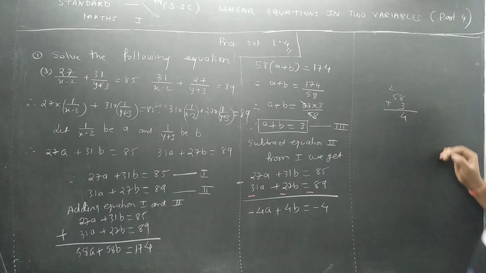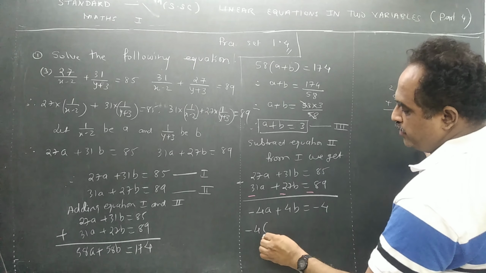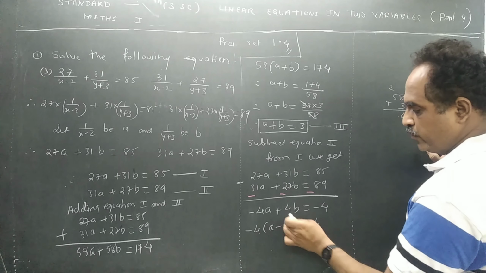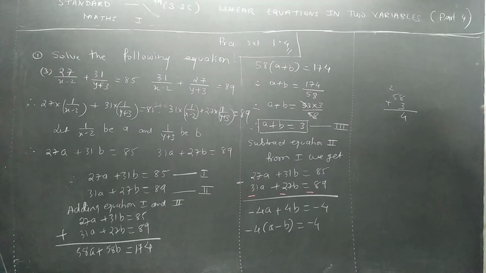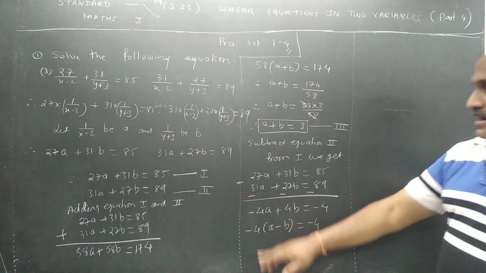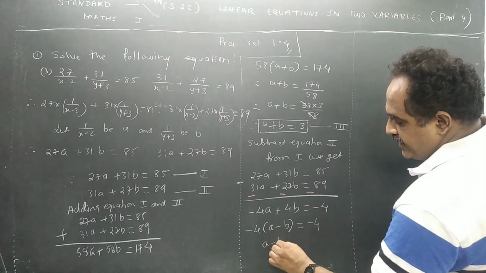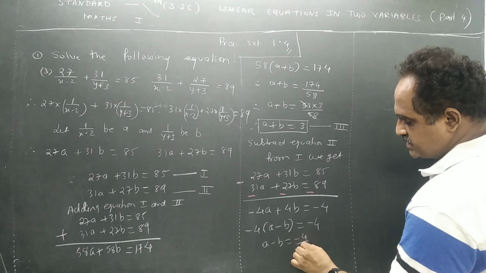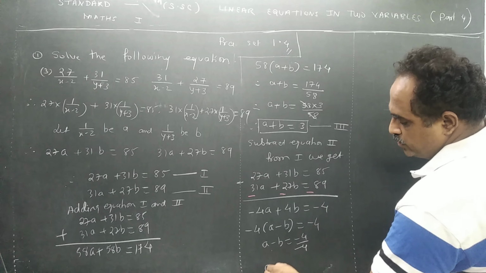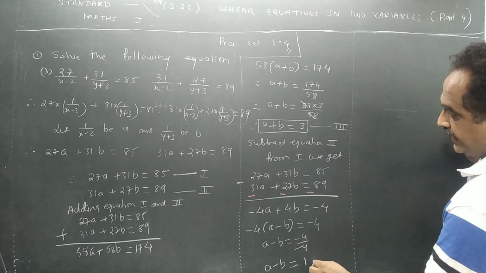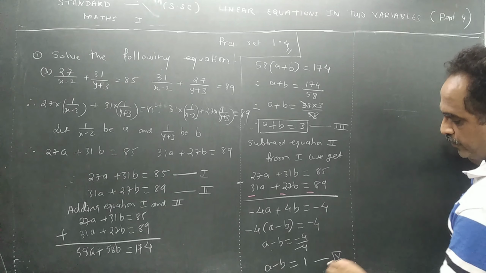Is it right? Suppose I am taking minus 4 common, so minus 4 times (a minus b) is equal to minus 4. You have to change the sign of the inner terms when taking the minus sign outside. So what will happen now? a minus b is equal to minus 4 by minus 4. So a minus b is equal to 1, which is equation number 4.